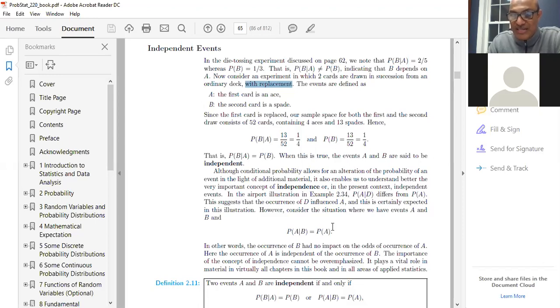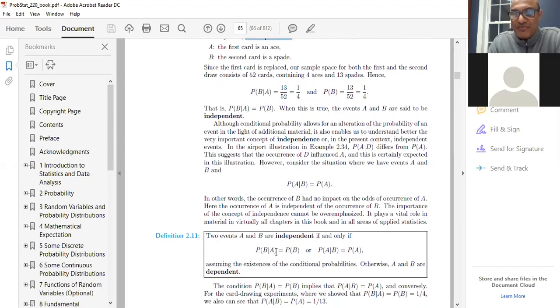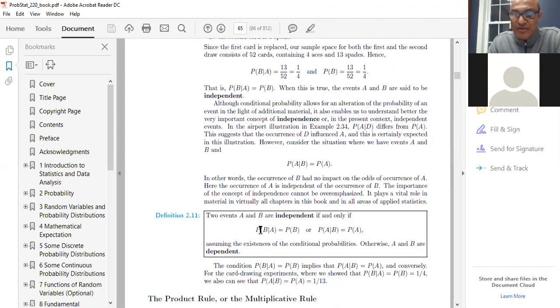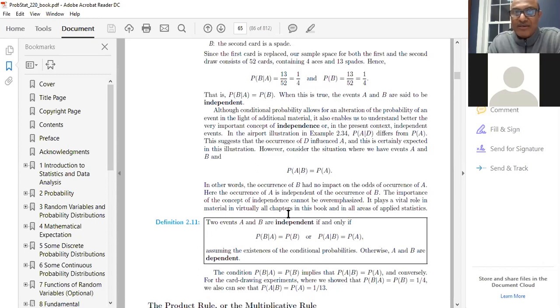So whenever two events are independent, at that time we can say that probability of B given A is probability of B and probability of A given B is equal to probability of A. Always keep in mind this thing when A and B are independent, assuming the existence of the conditional probability. If that is not true, if they are not independent, means dependent, A and B are dependent, right? And dependent means you can again go back.